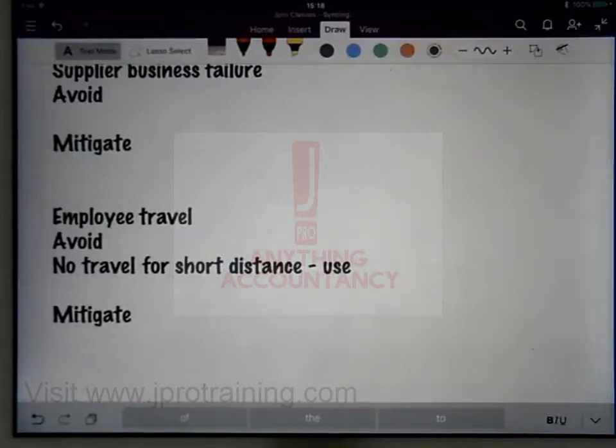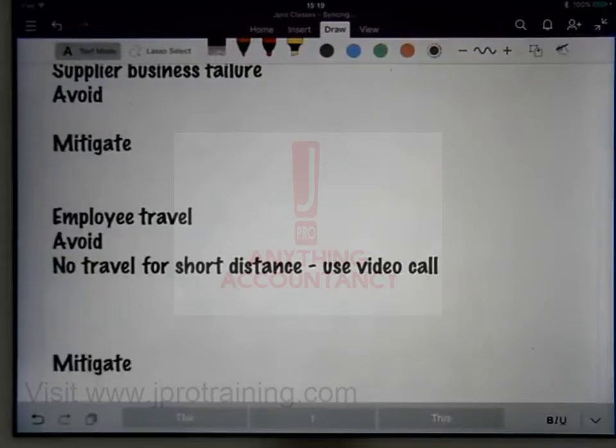Did you think of that one? Can, right? Yes, no? Not so much actually. Not so much really. That's the answer really. So this is the answer really. Policy, you can say like policy of no travel for short distance.